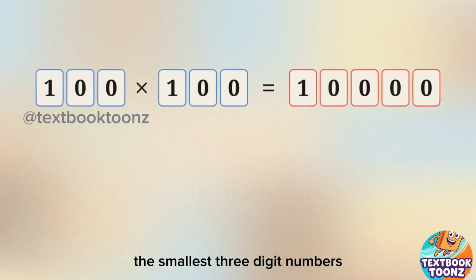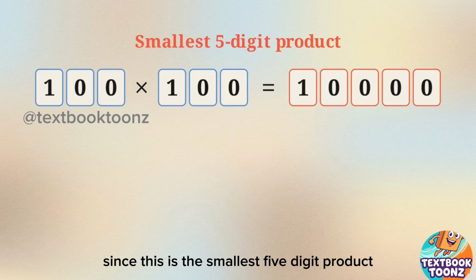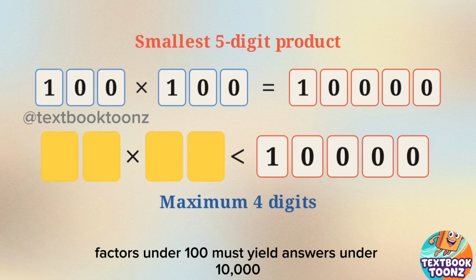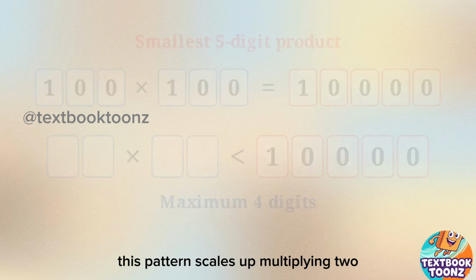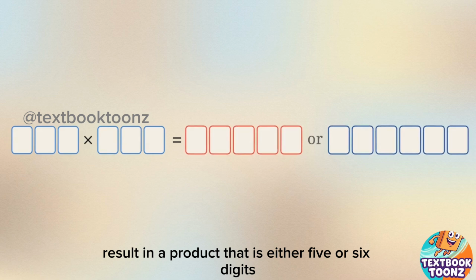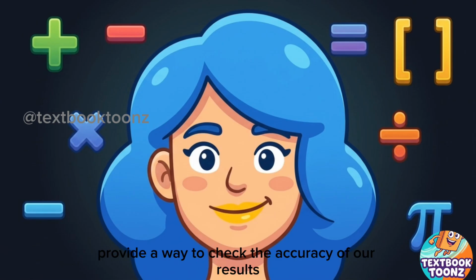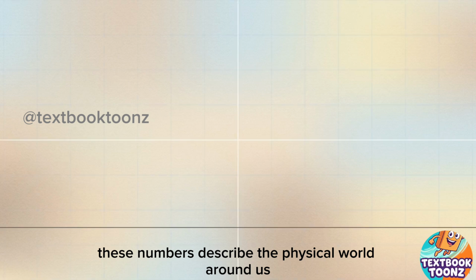For the limit, the smallest three-digit numbers, 100 times 100, equals 10,000. Since this is the smallest 5-digit product, factors under 100 must yield answers under 10,000. This pattern scales up. Multiplying two 3-digit numbers will always result in a product that is either 5 or 6 digits long. These boundaries provide a way to check the accuracy of our results and understand the limits of large numbers. These numbers describe the physical world around us.